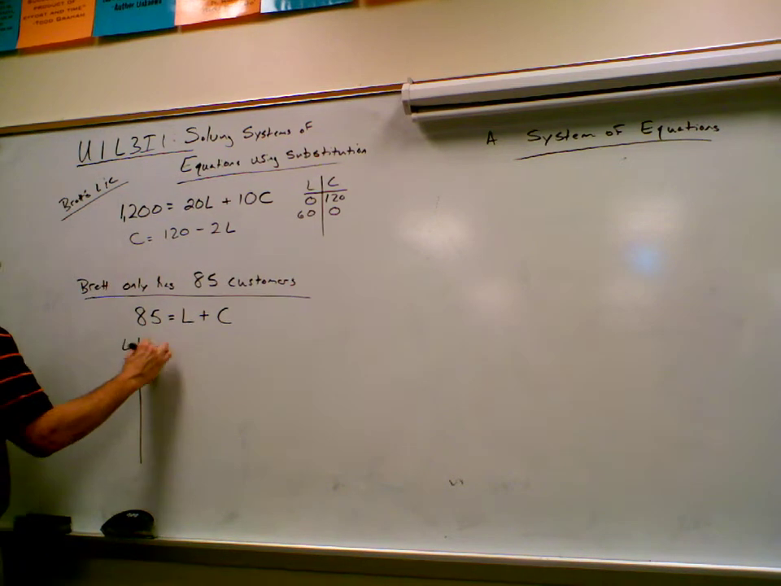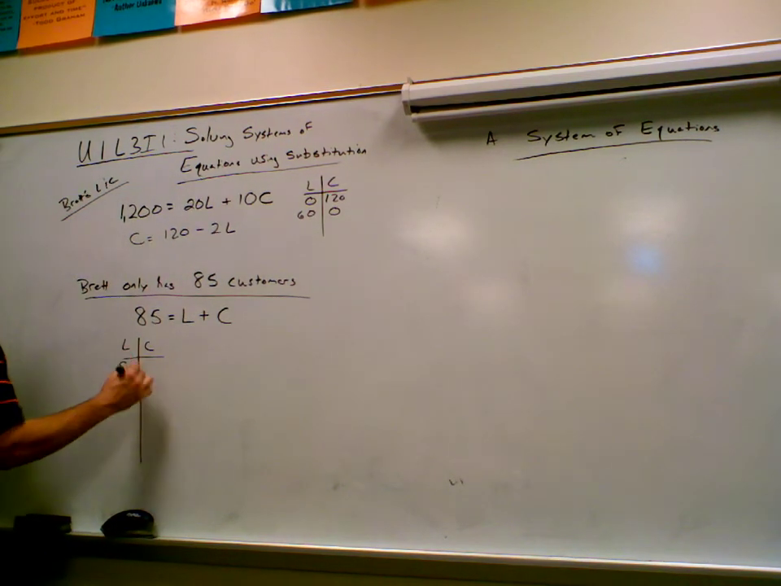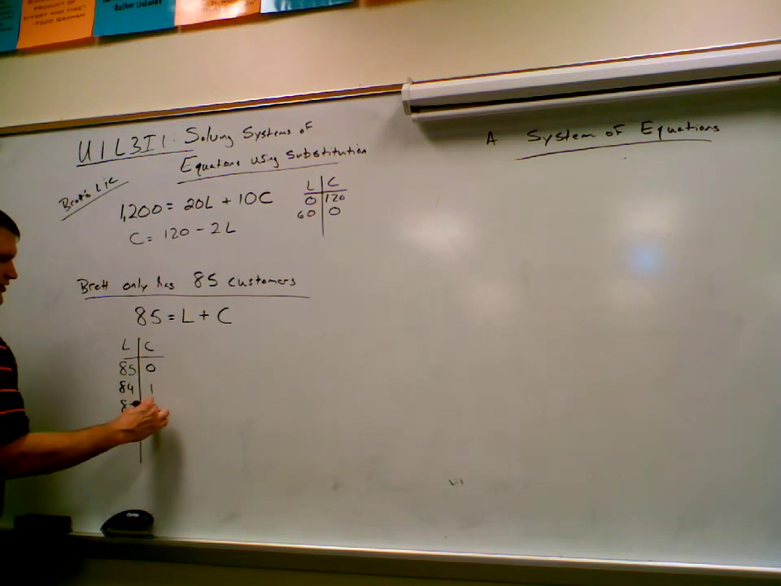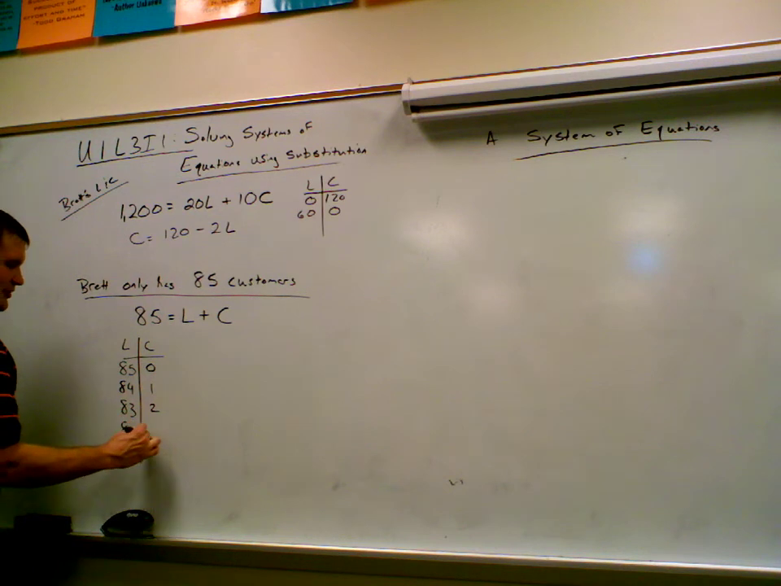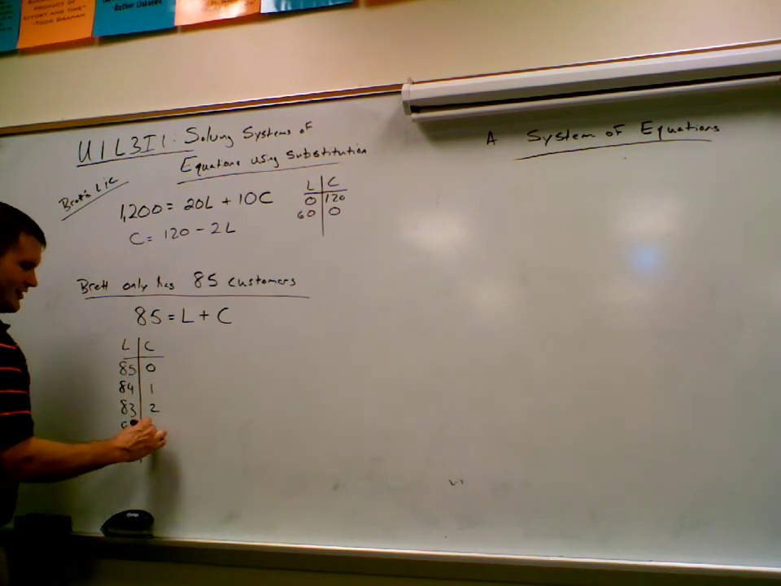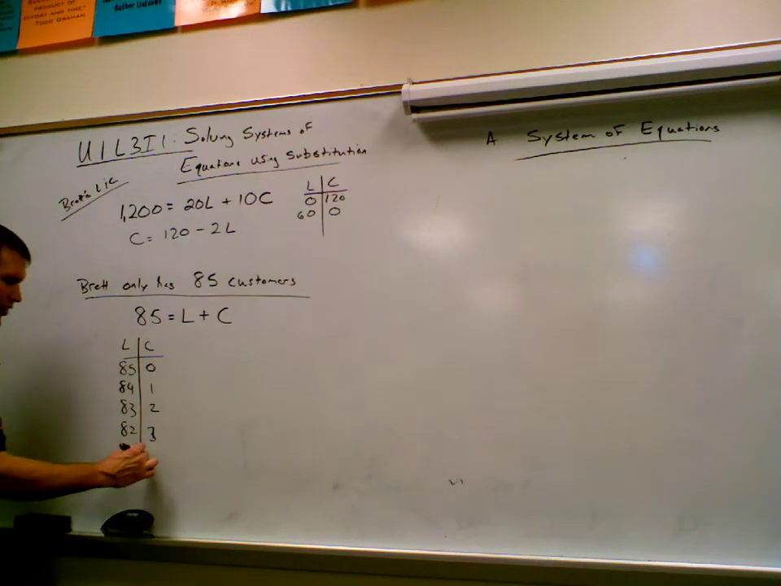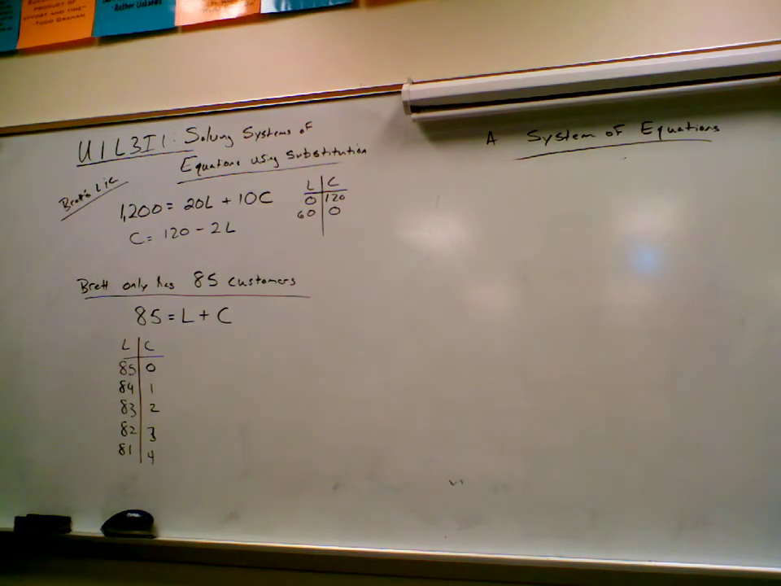Right? L and C. If L is 85, what's C going to be? If L is 84, what's C going to be? 1. If L is 83, what's C going to be? If L is 82, what's C going to be? 3. Right? If L is 81, what's C going to be? 4. We could do this 81 more times, couldn't we?